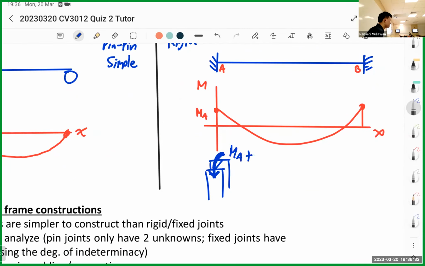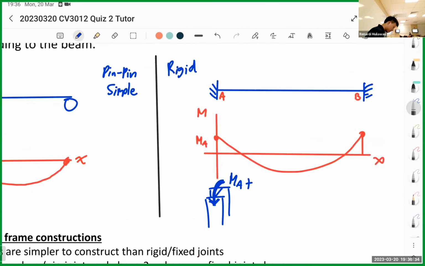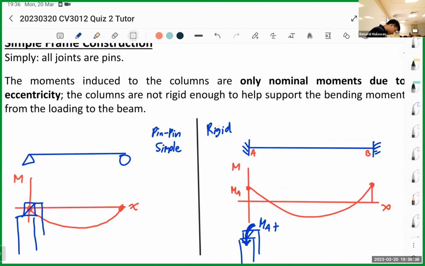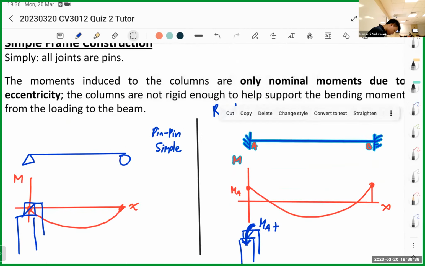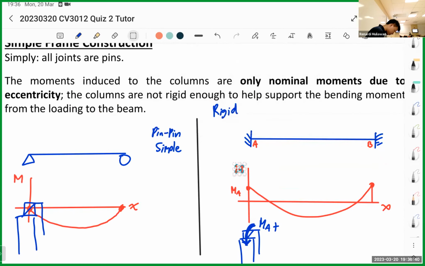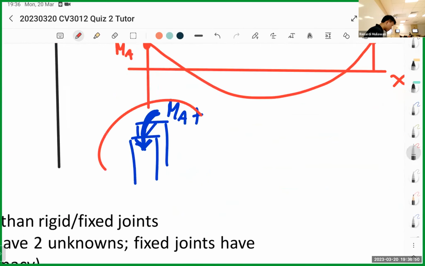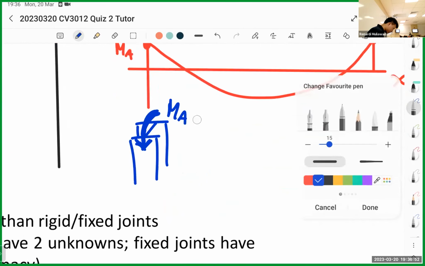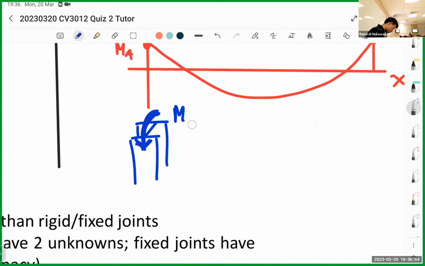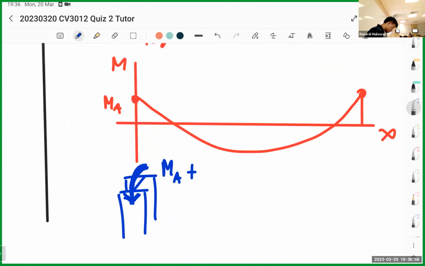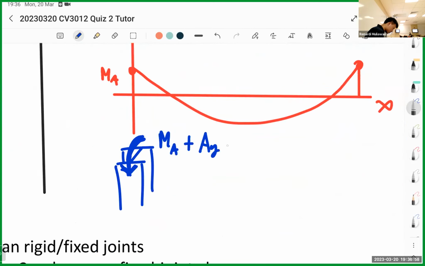plus the eccentricity. Okay, how to explain it? So this is rigid. This is your fixed joint. You will have AY and MA. So the moment on the column is MA plus AY times eccentricity. So there's two components.